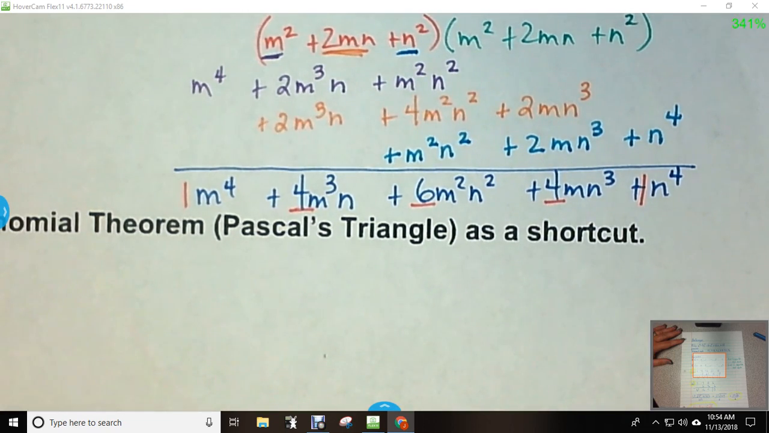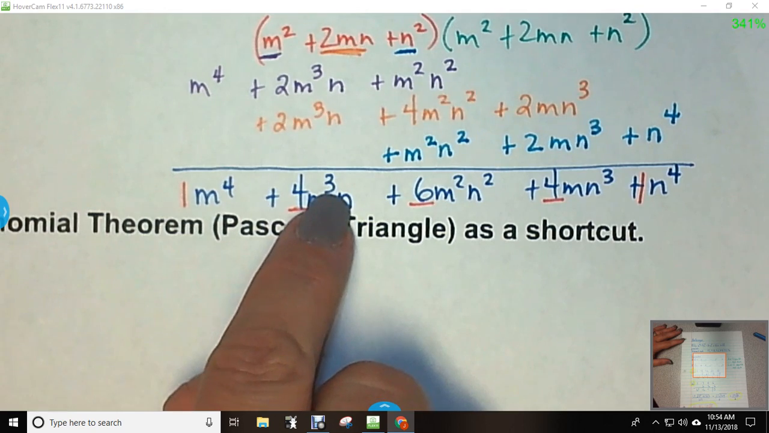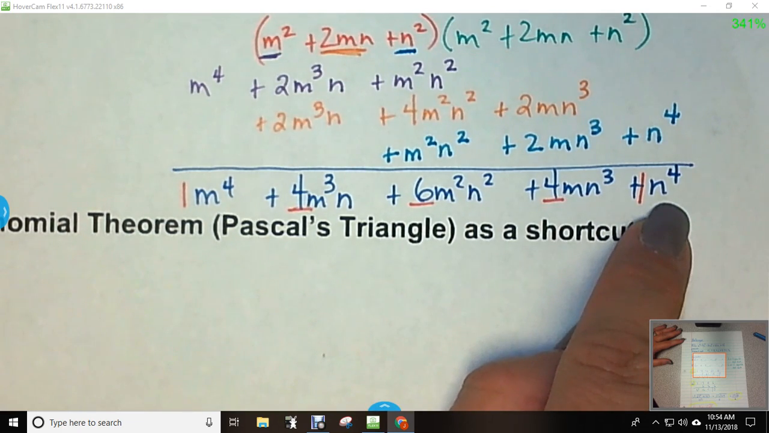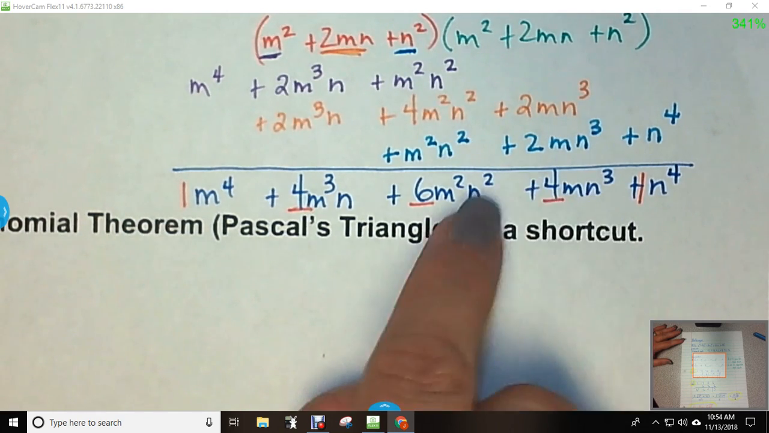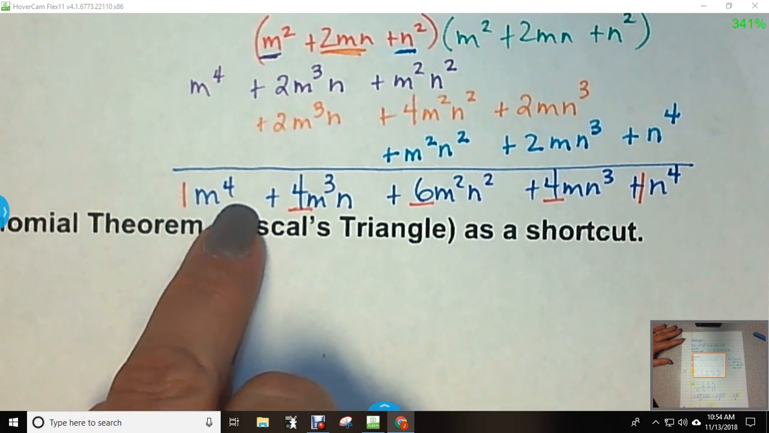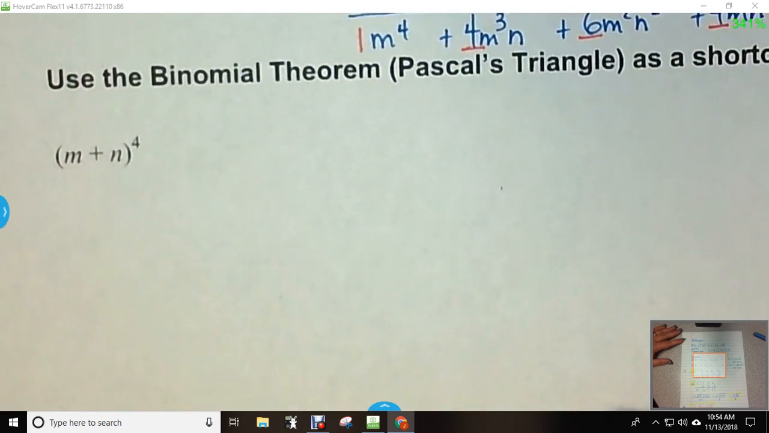Then let's look at our exponents. Starting with your m, I have m to the fourth, m to the third, m squared, m to the first, and I don't have an m over here. Then going backwards the other way, I start out with n to the fourth, n to the third, n to the second, n to the first, and no n. That is what we are going to do to use the shortcut.